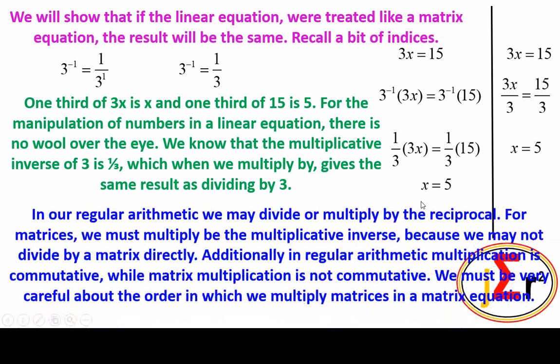In our regular arithmetic, we may divide or multiply by the reciprocal. For matrices, we must multiply by the multiplicative inverse, because we may not divide by a matrix directly. Additionally, in regular arithmetic, multiplication is commutative, while matrix multiplication is not commutative. We must be very careful about the order in which we multiply matrices in a matrix equation.